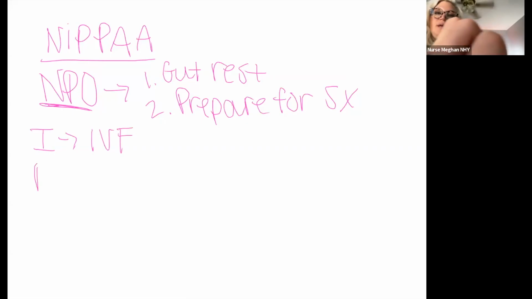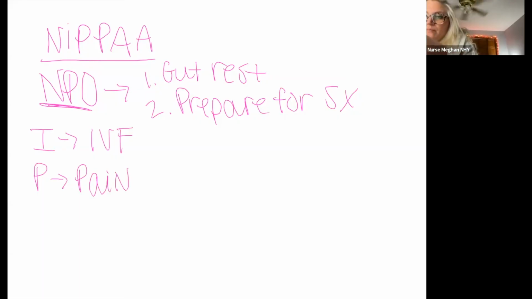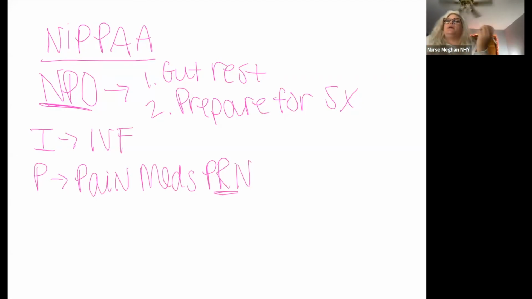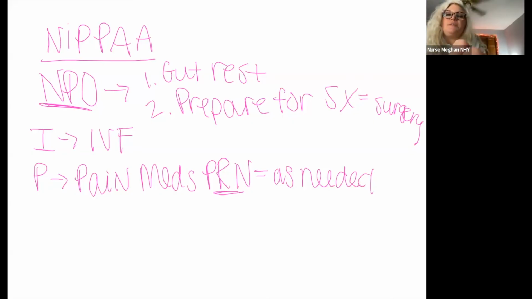And our first P is going to be pain meds as needed. So pain meds. And here's another abbreviation, PRN, that is as needed. So get used to seeing that one as well, because that's going to come up all the time in charts, and you're going to see that in real life. All right, so our first P is pain meds as needed.